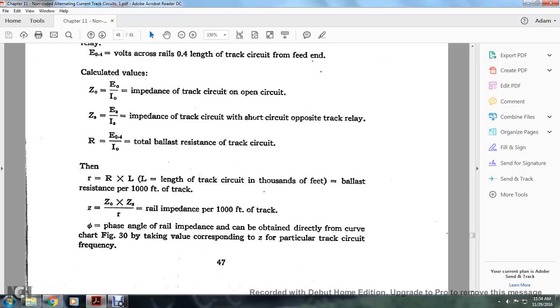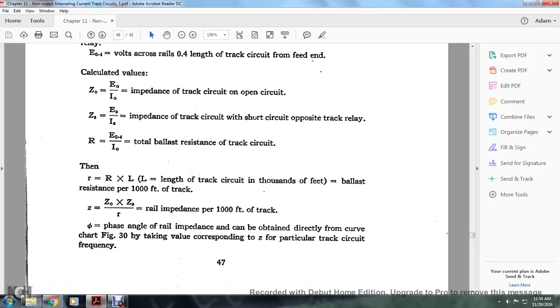R is equal to R times the L, the length. L is equal to the length of the track circuit in 1,000 feet, and ballast is equal to the resistance per 1,000 feet of the track. Z is equal to Z0 times ZA divided by R, the rail impedance per 1,000 feet of the track.